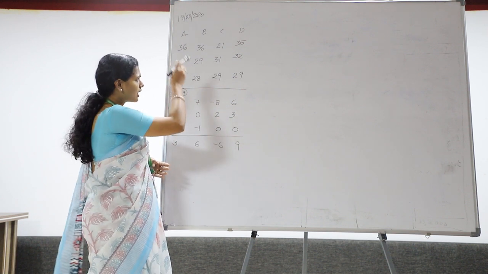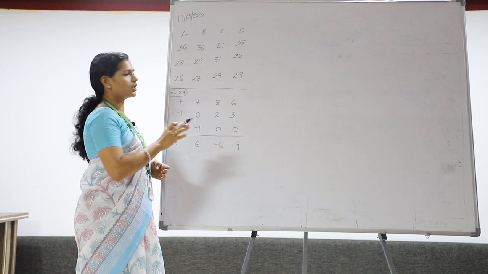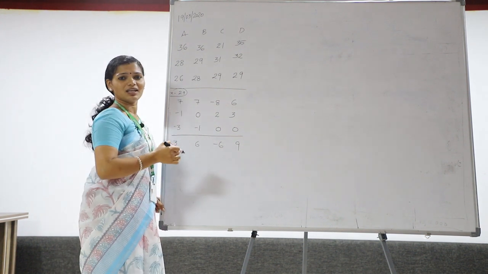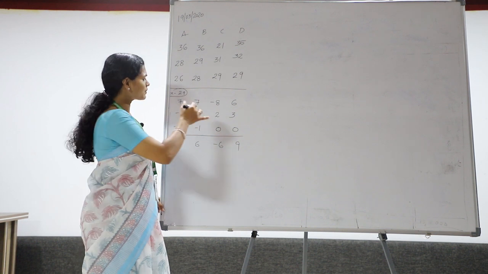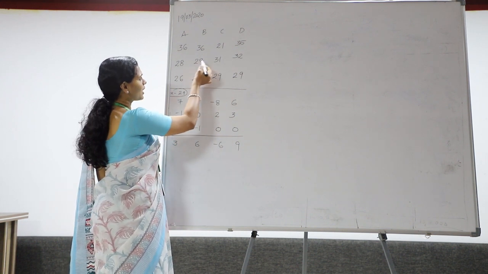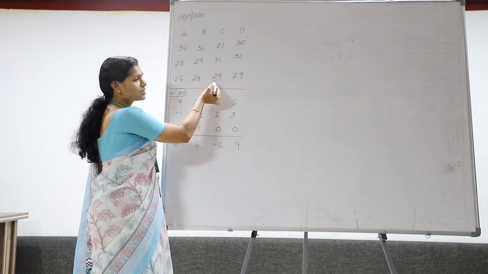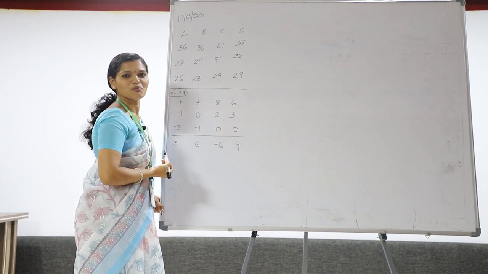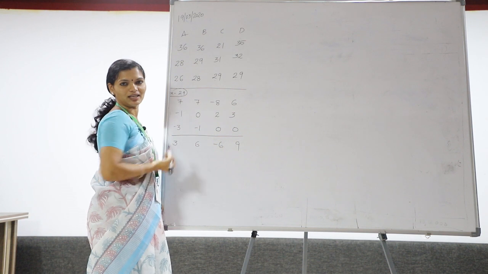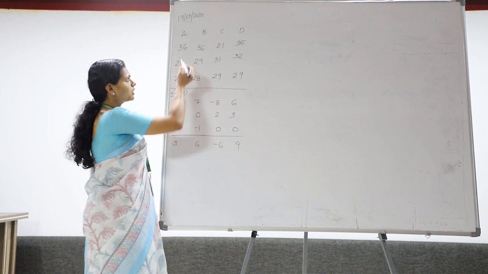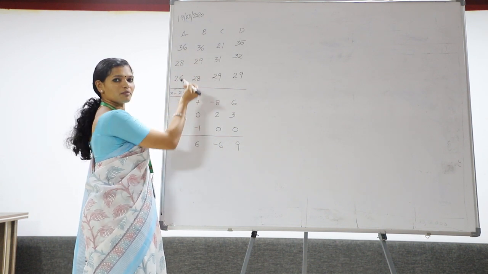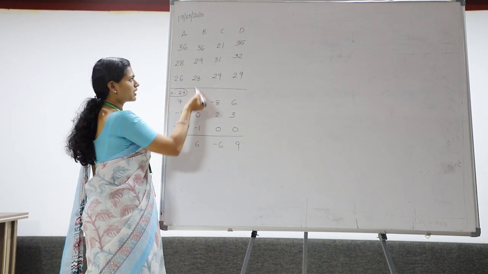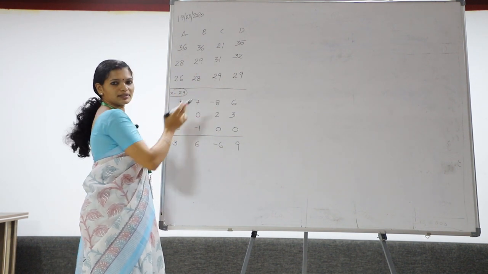You can choose any number. Here I have taken 29 because I tried 30 and more decimals were coming. Since 29 repeats 3 times, when you take the deviation you will get 0, so your calculation will be easier. That is why I have taken 29. X minus 29: we have subtracted 29 from each number. That is 36 minus 29, 7, and so on.